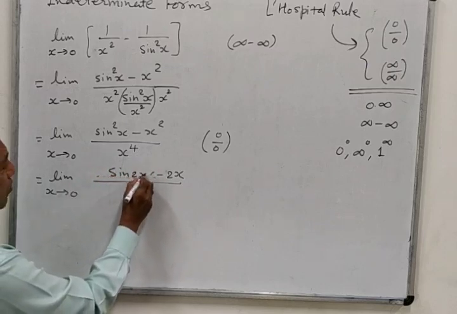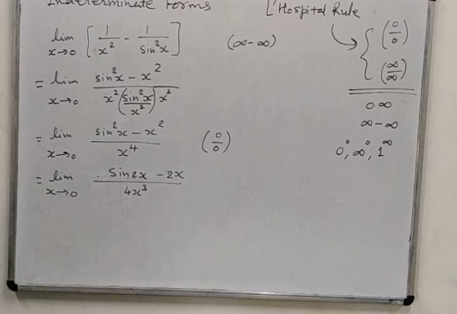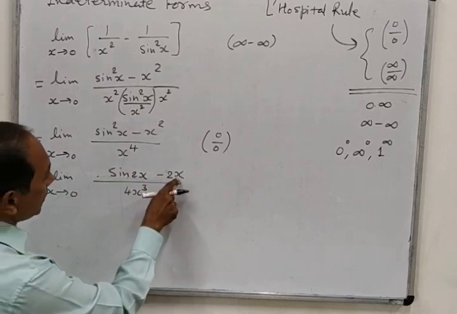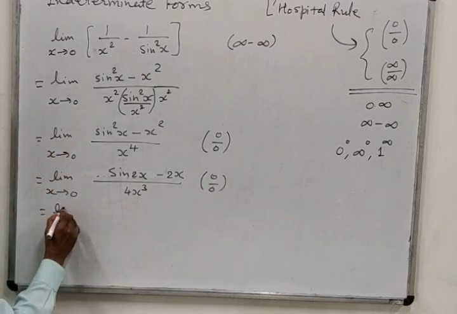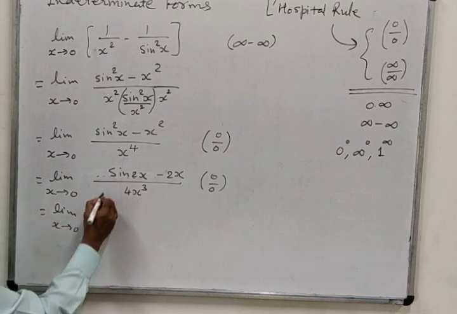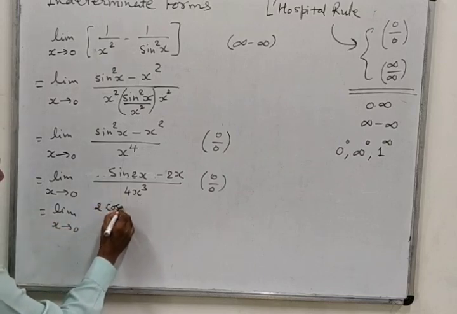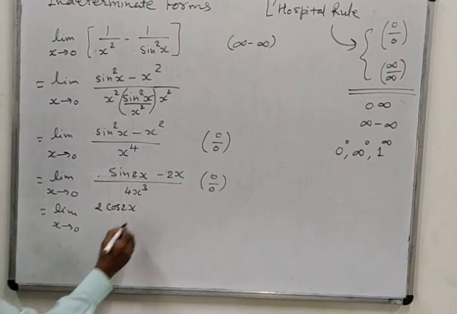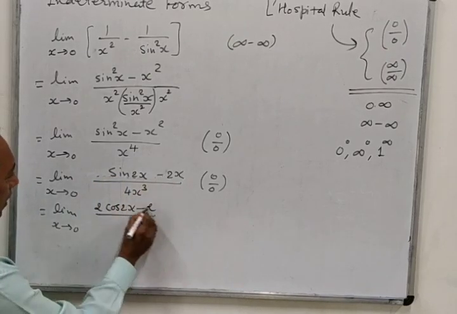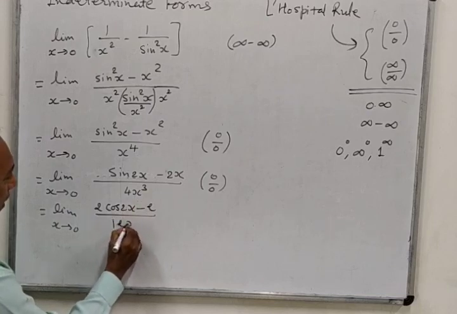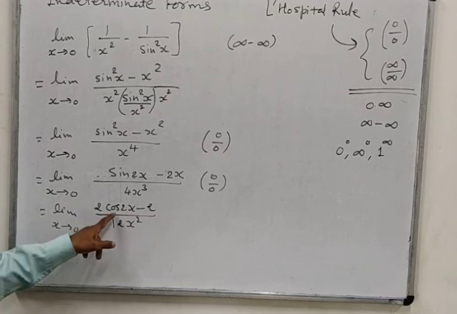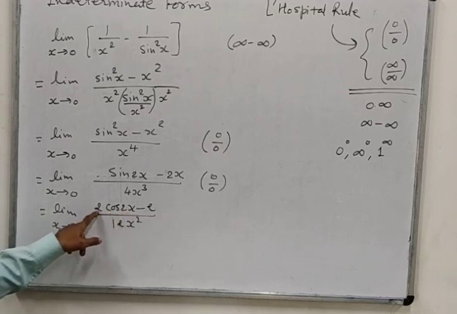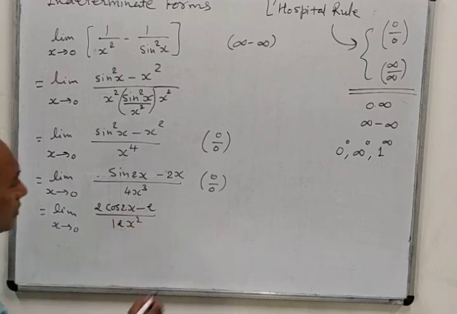I will not write one more step, I am just writing this as sin 2x. Now I put x equal to 0: sin 0 is 0, and this x is 0, so 0, and this x is again 0, so 0. So we again apply L'Hopital rule. The derivative of sin 2x is 2 cos 2x, minus 2, divided by the derivative, 12x square. We try to put x equal to 0 here. Cos 0 is 1, so 2 minus 2 is 0, and this x is again 0, so it is again in the form of 0 upon 0.